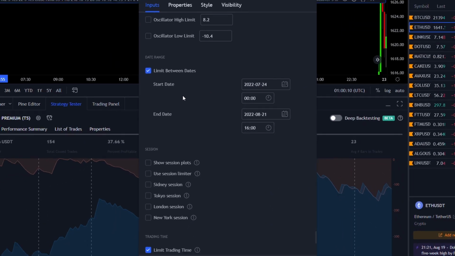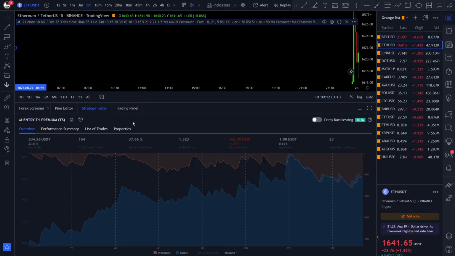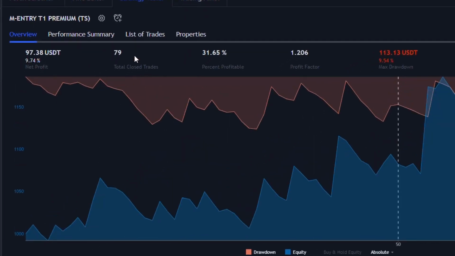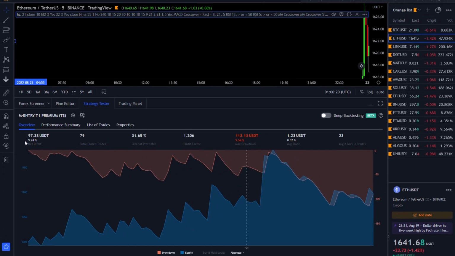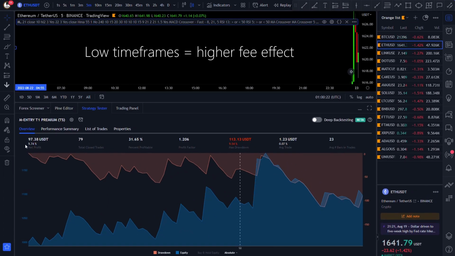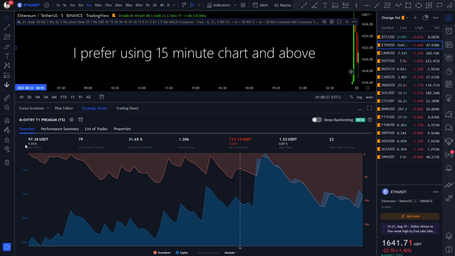Here you can see all the results since then. Since the 24th of July, the strategy took 79 trades and made around 10% gain on the account. However, using low time frames like the 5-minute comes with a higher number of trades, and the fees have much bigger effects on your profits. That's why I recommend using the 15-minute time frame or anything above.